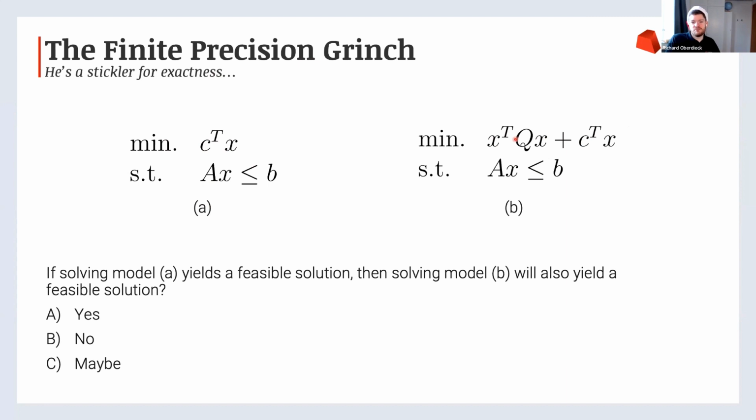And the question now is, does adding that quadratic term to the objective function make a difference for feasibility? So this x^T Q x is the only difference.